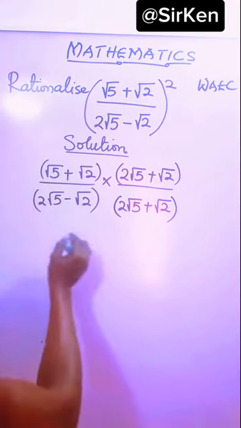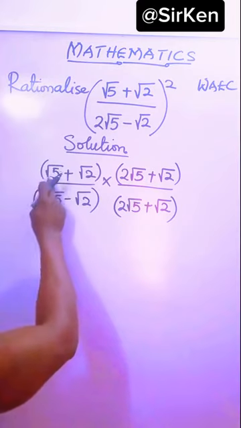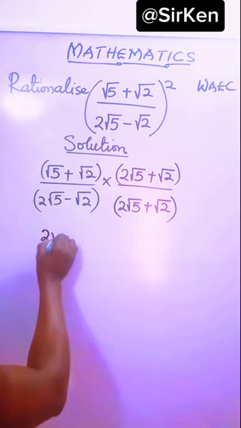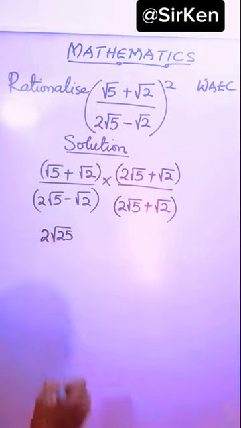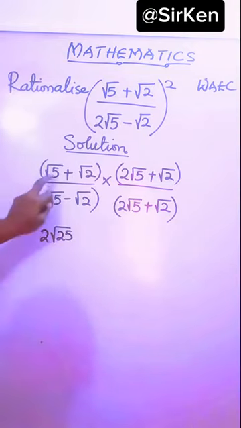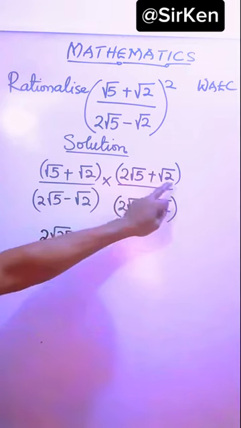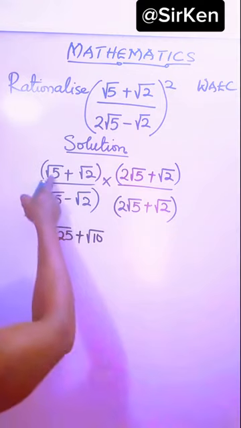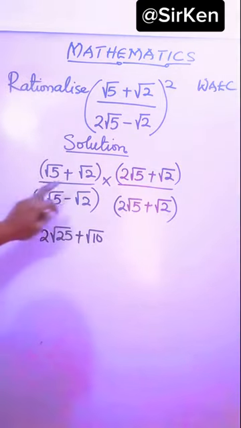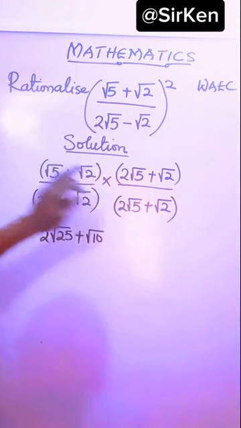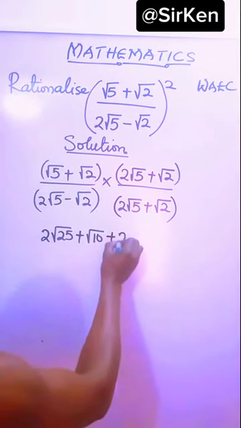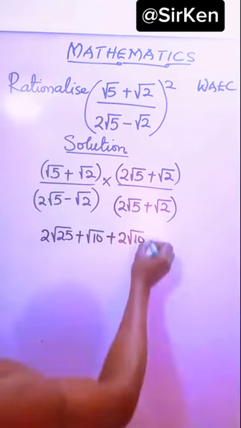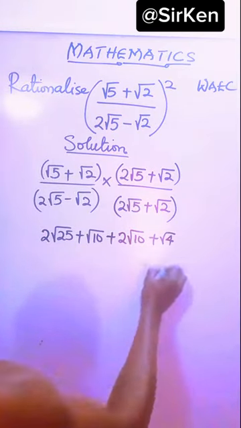So we can now expand. Root 5 times 2 root 5 will give me 2 root 25. For clarity purpose, that's why we are doing it like this. Root 5 times plus root 2 will give me plus root 10. Then plus root 2 times 2 root 5 will give me plus 2 root 10. Then this times this will give me plus root 4.